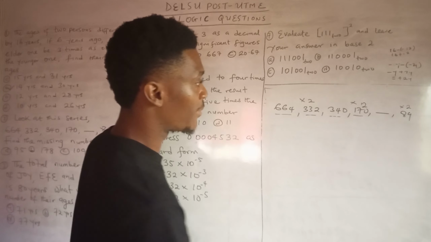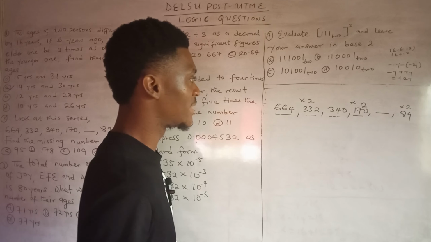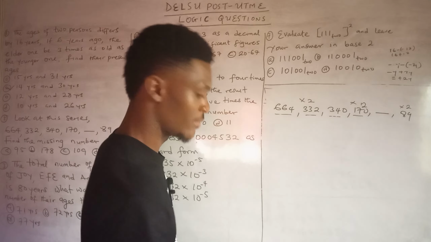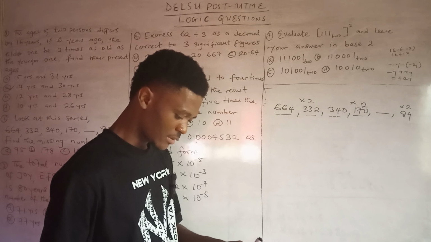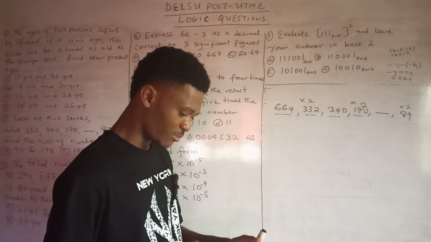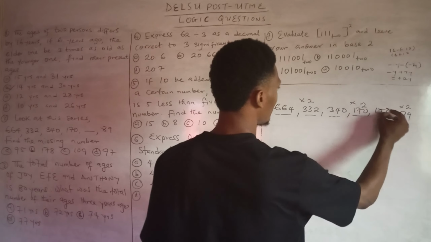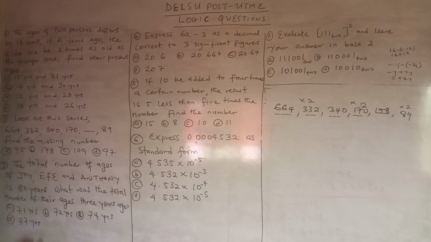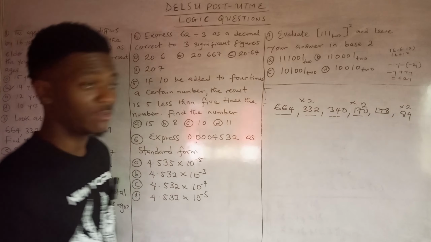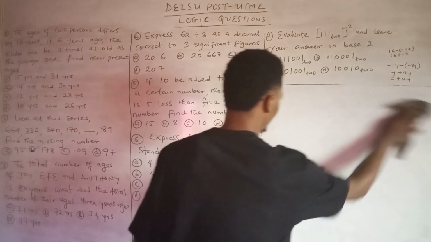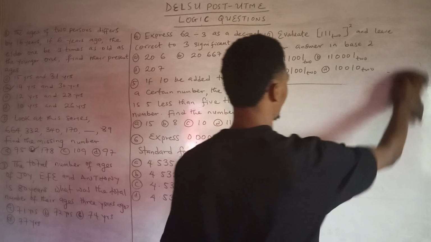And of course, with the help of our calculator, 89 times 2, that should be 178. So the missing value here is 178. So the answer to the question is B. So it's just all about you thinking logically. All right, you think logically.